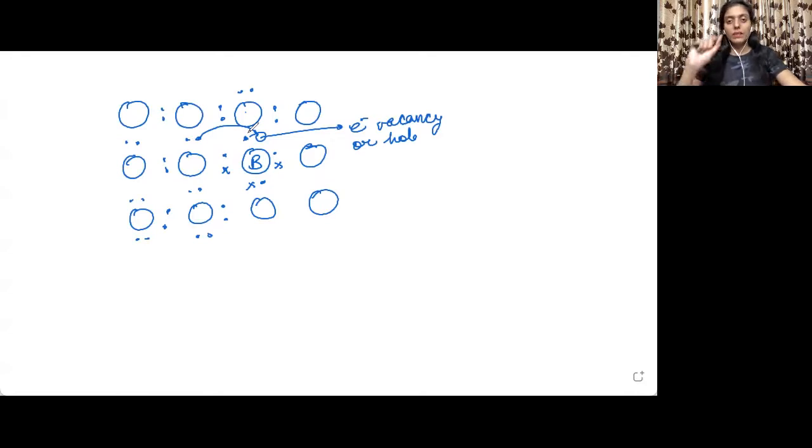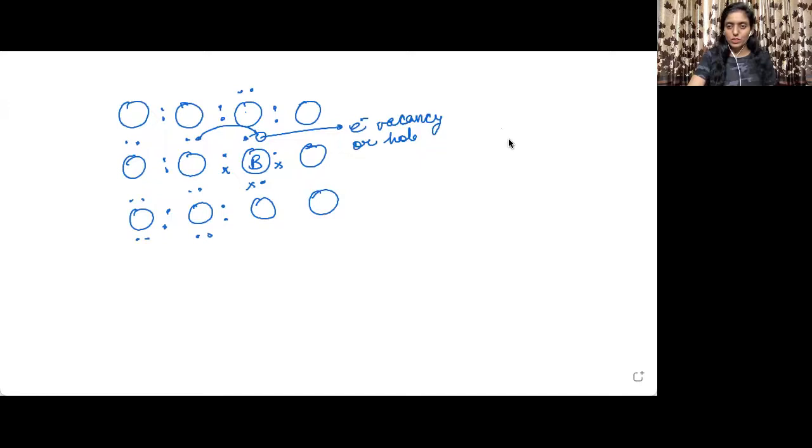This means that the conduction of electricity is because of the presence of electron vacancy. If an electron is considered negative, an electron vacancy will be considered positive. So that is why we call it a P-type semiconductor. Hope this is clear to you. Now let us move into the next question.